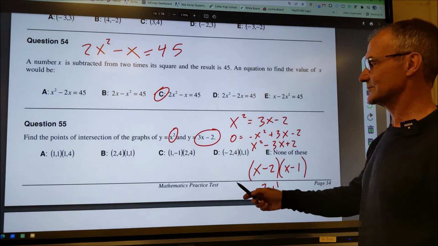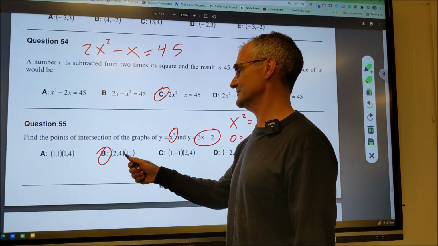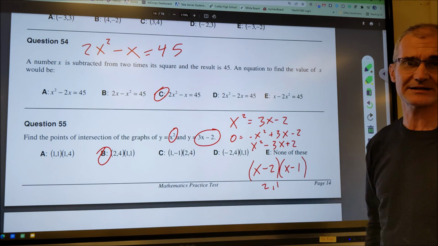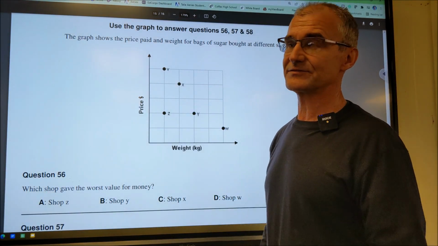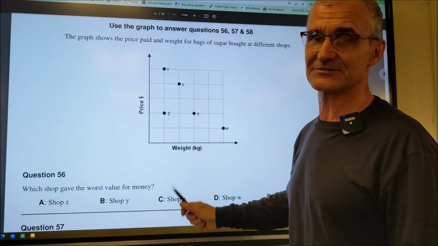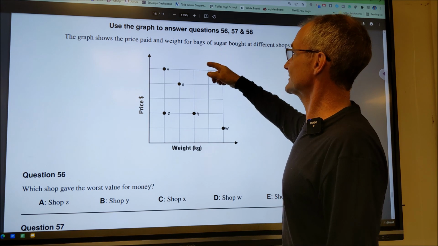Let me see if there's only one solution like that. There is. This is the only one where x is 2 and 1. I don't have to take it and plug it back in and solve for y. Okay, this is for 56, 57, and 58. They won't all fit on my screen, so I'll scroll back and forth. Use the graph to answer the questions for the next three.